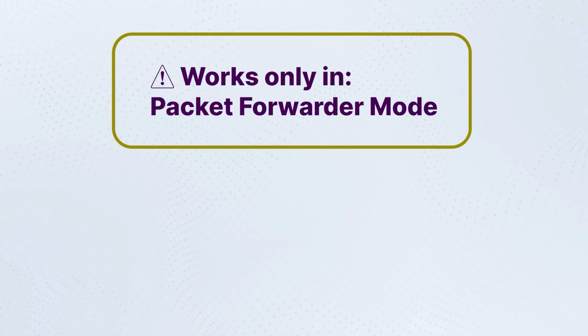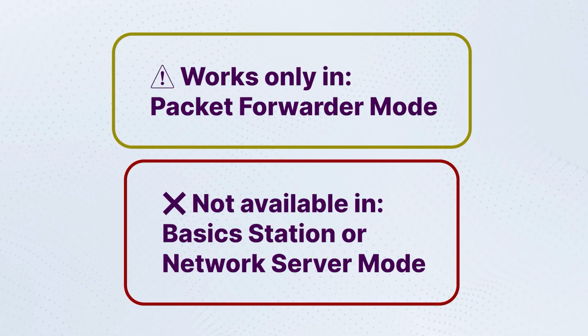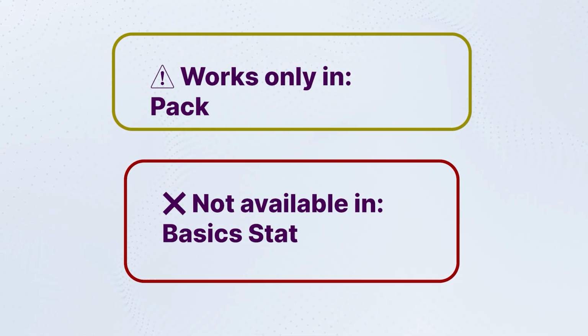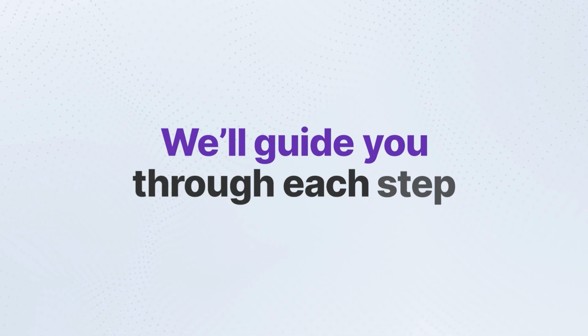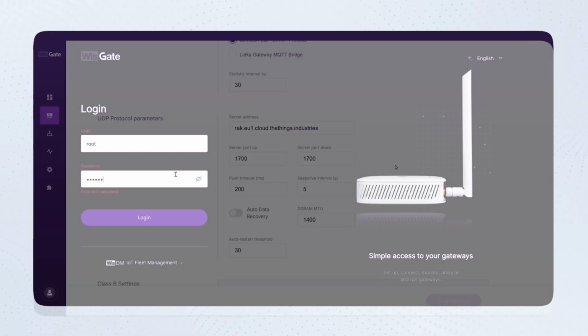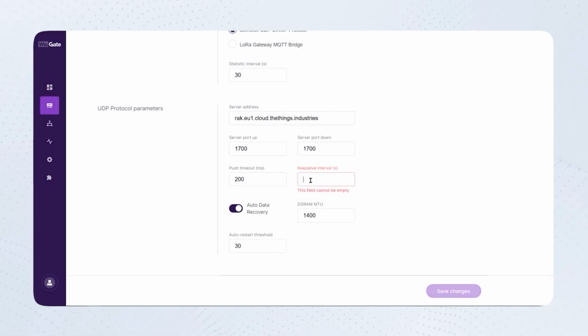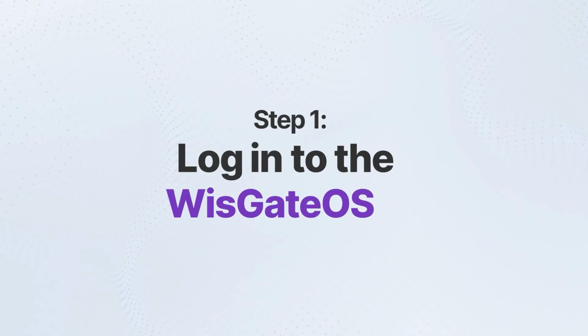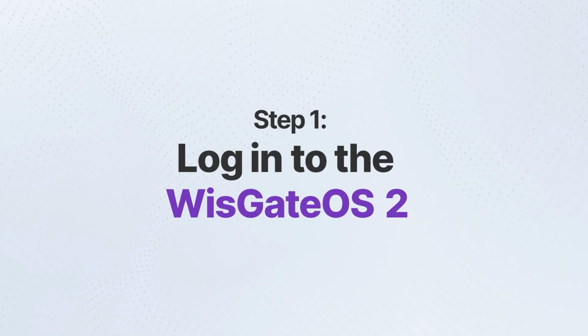Please note, this feature only works in packet forwarder mode. If you're using basic station, the packet handling is different, and auto data recovery won't work there. In this video, we'll guide you through each step, from logging in to enabling auto data recovery and setting your preferred cache duration.